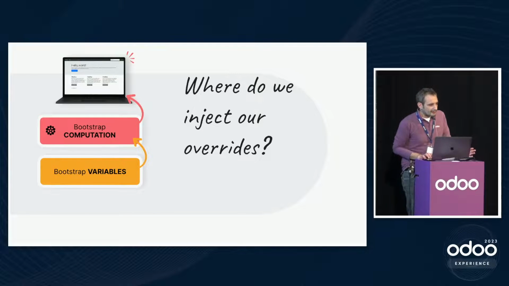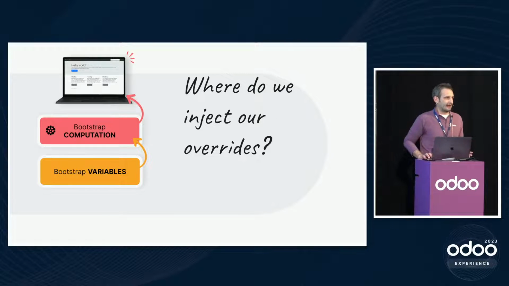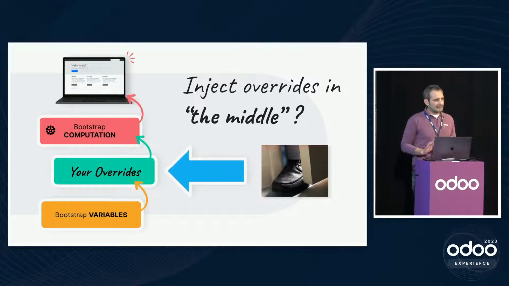So where do we need to inject our overrides? Because we want to change the color, we still want to make the button primary blue. The most obvious place could be in the middle. It makes perfect sense, because Bootstrap defines the variables, we override them, and then Bootstrap compiles the rest. It's like putting a foot in the doorstep, you know? Let's see if it works.